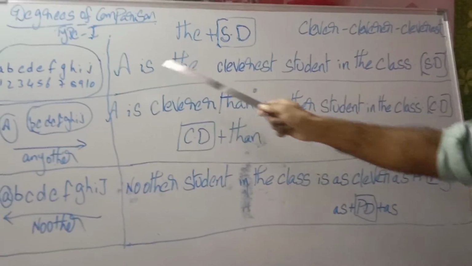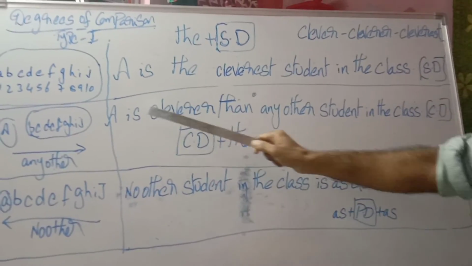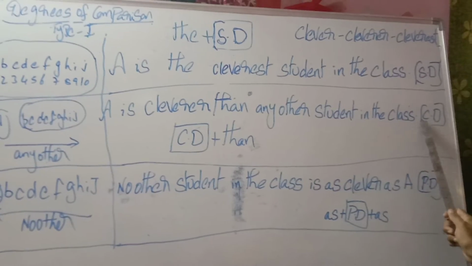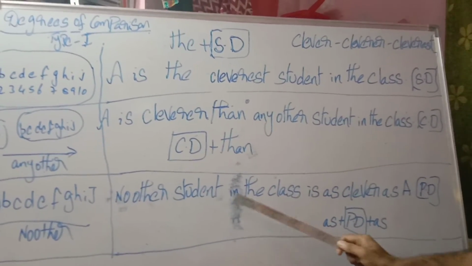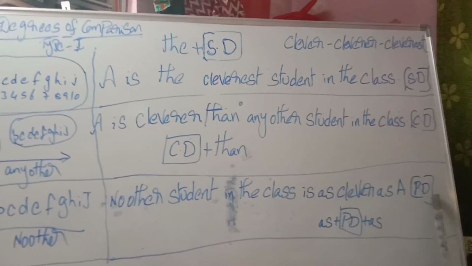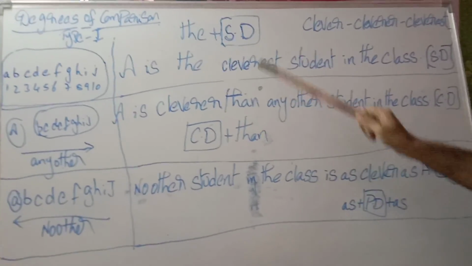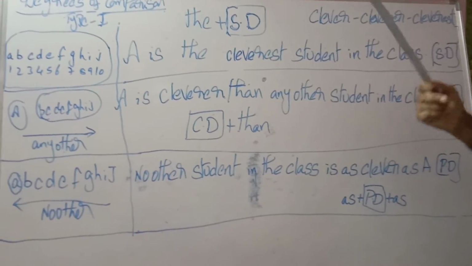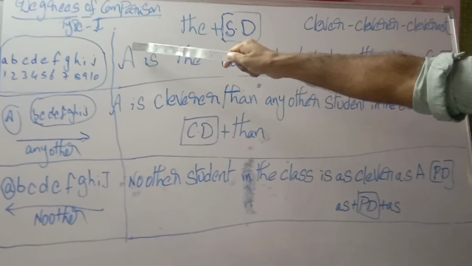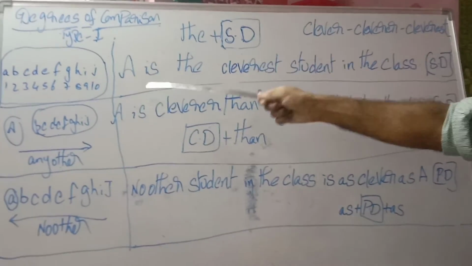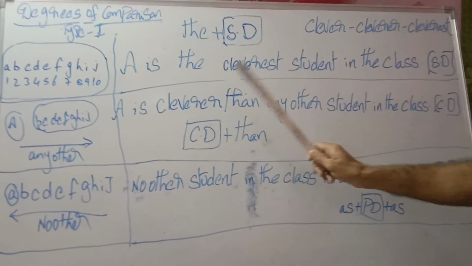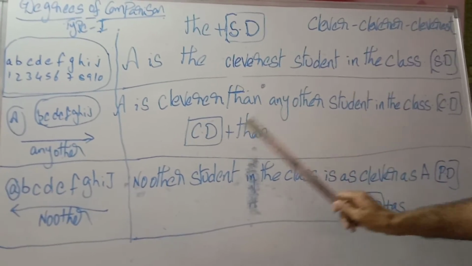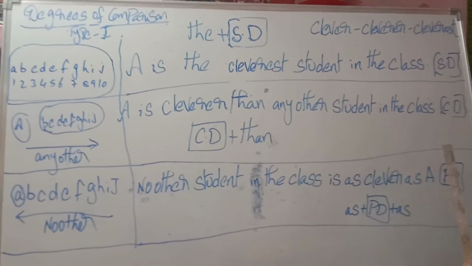That's it. Ashoka is the greatest king in the world. Ashoka is greater than any other king in the world. No other king in the world is as great as Ashoka. Like that, simply. You can understand the soul of this. Then you can practice a number of examples. Only the names change.